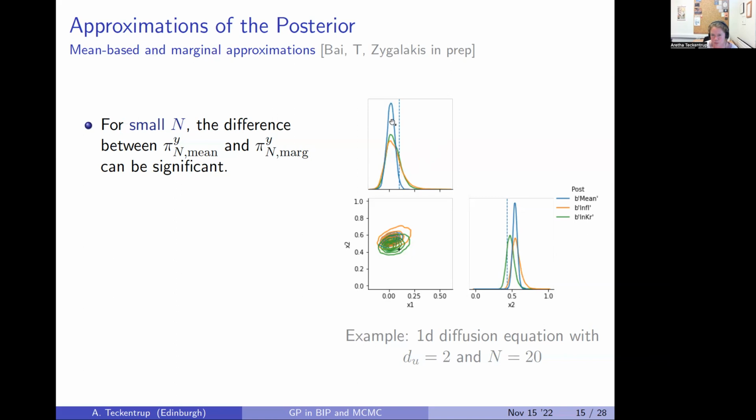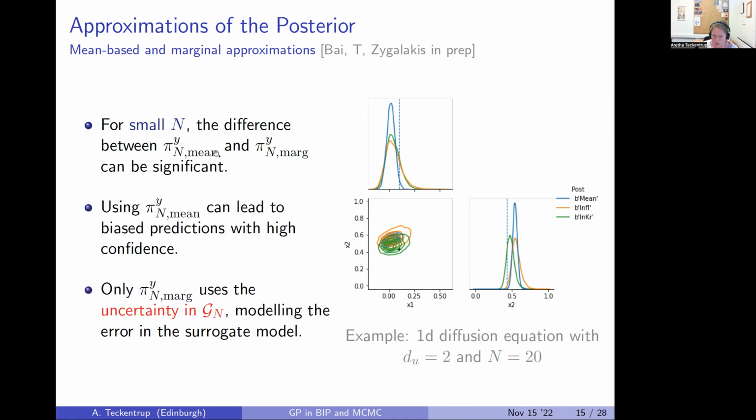So the blue line is the mean-based posterior. So it's the pi yn mean. That is the blue line. The orange and the green line are two different versions of the marginal posterior. And you can see that they, one, look very different. And two, what I would argue is that the marginal posteriors are actually looking better than the mean-based posteriors. Okay. So why is that?